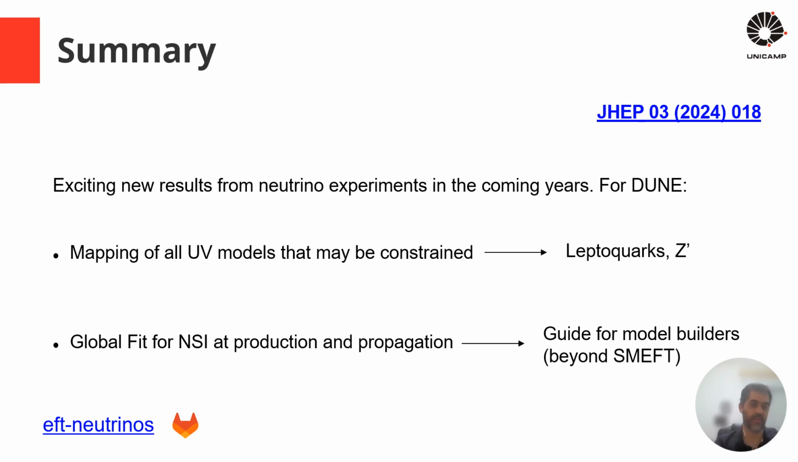So just to conclude, there are exciting new results for neutrino experiments in the coming years, and for DUNE in particular, we showed how we can perform a mapping of all the UV models that can be constrained by this experiment, and we end up with models with leptoquarks and with a Z prime. Also, thinking beyond this method, we performed a global fit for NSIs at propagation and production, where the idea is to have a guide for model builders.